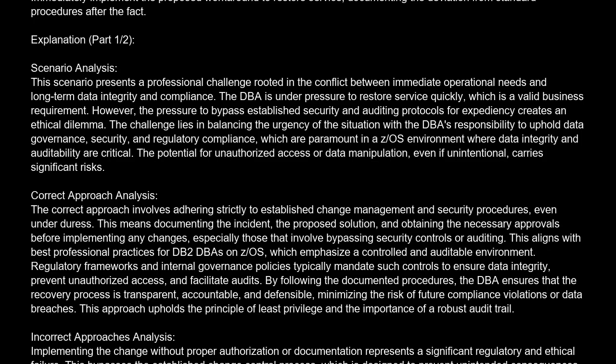The correct answer is B. Immediately implement the proposed workaround to restore service, documenting the deviation from standard procedures after the fact.